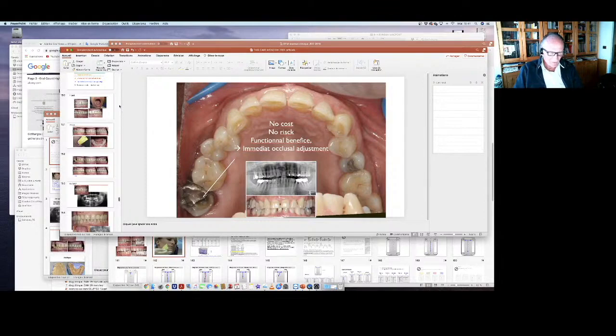Okay, for the class 2-2, it is difficult to make an anterior repositioning without correction of the anterior teeth.